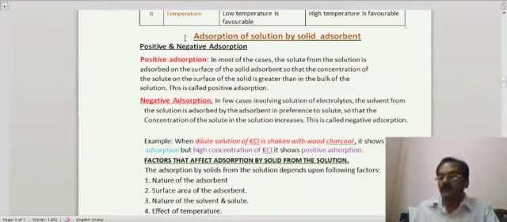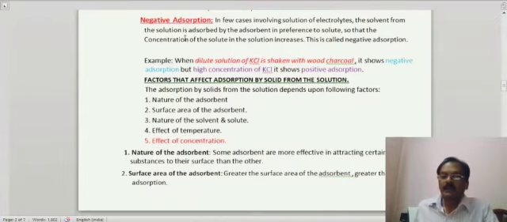Now, the adsorption from a solution by a solid depends on certain factors. This adsorption by a solid from the solution depends upon the following factors. One is the nature of the adsorbent, second is the surface area of the adsorbent, third is the nature of the solvent and solute, fourth is the effect of temperature, and fifth is the effect of concentration. Now let us go for the study of the effect of concentration first, then I'll come to the next one.